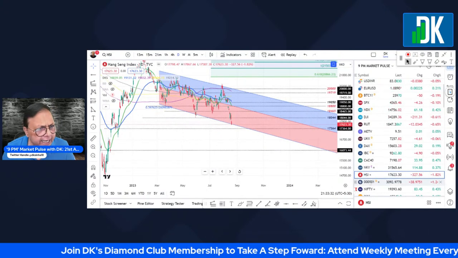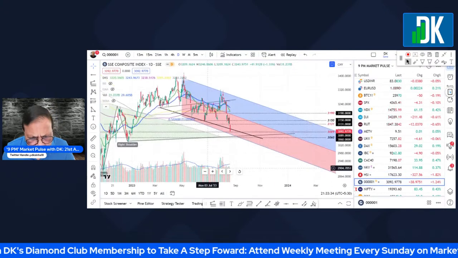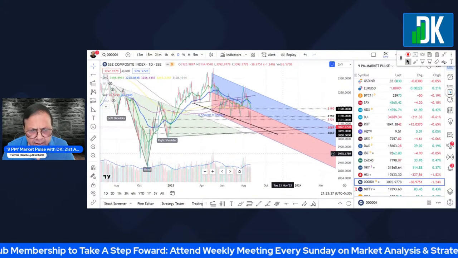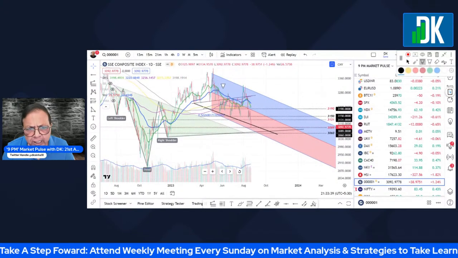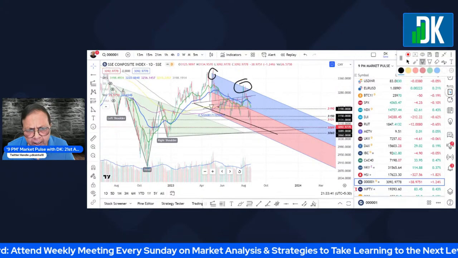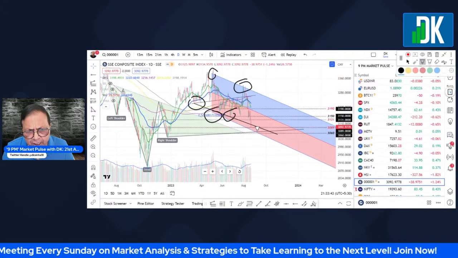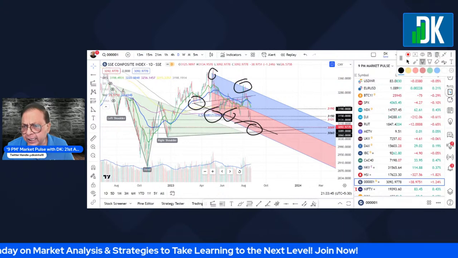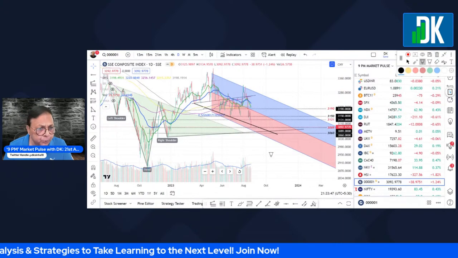Now let us check the Chinese stock market. This is the Shanghai Composite index. Can we see here too, it is trading in a falling channel. Can you see the price structure, support and resistance area? But overall structure is weak.